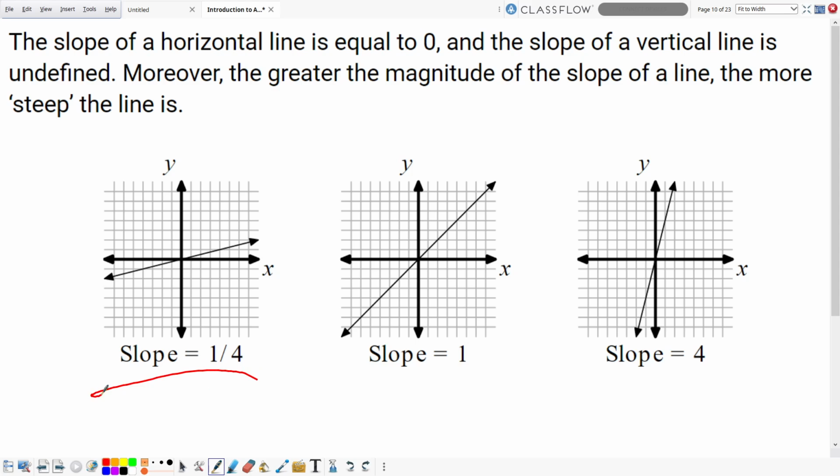So if my slope is 1 over 4, we can see the line is going up and up, but by a very small amount. If my slope is 1, hey, it's rising a lot faster than that previous one. And if my slope is 4, it's really steep. It's 4 times the steepness of that one in the middle. You can see it's rising really, really fast, basically. So again, that magnitude is determining the steepness of the line that we're getting.